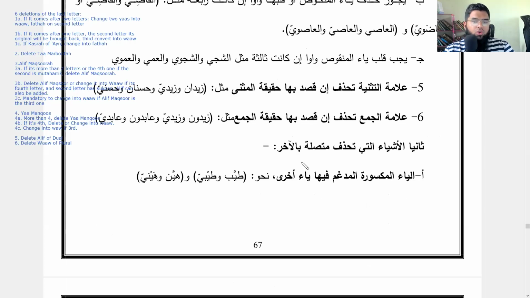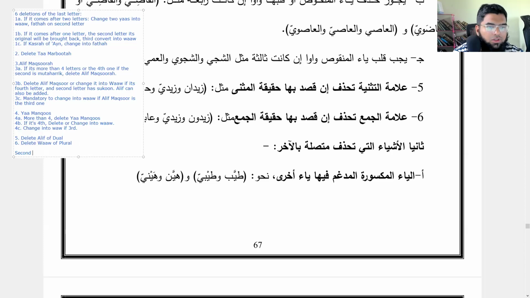Okay. We're deleting ثانيا الأشياء التي تحذف متصلة بالآخر. It is not the last letter, but the second last also, they make some changes. For example, الياء المقصورة. So this is 6 rules for this thing. So next is second last letter deletion. Like طيب. So they'll say طيبي. الياء المقصورة. It should be طيب then.